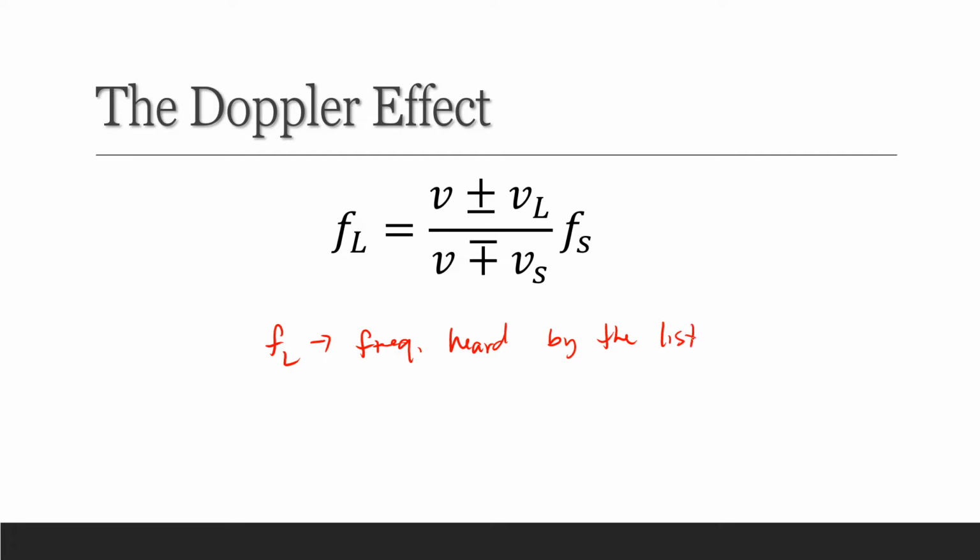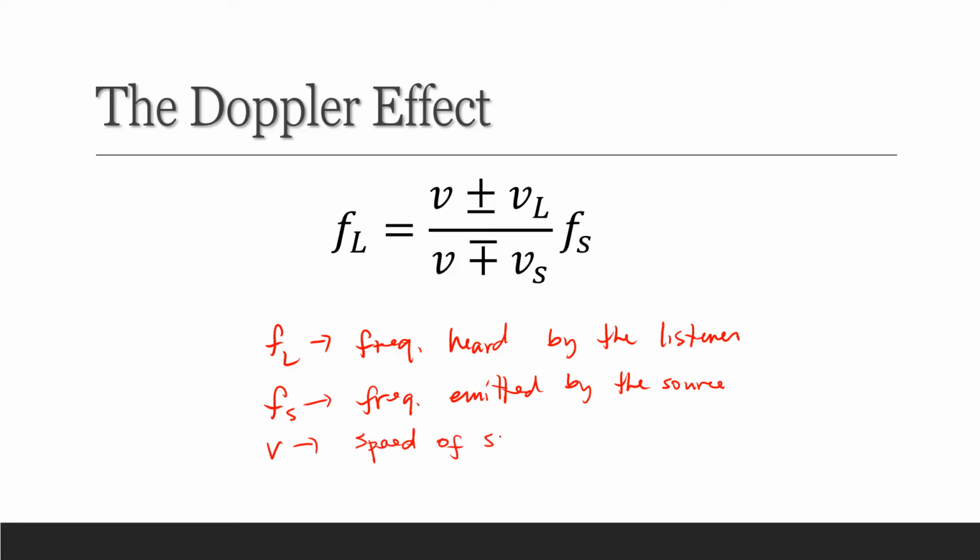where FL is the frequency heard by the listener, Fs is the frequency emitted by the source, and V, take note, is the speed of sound. So this is around 340 to 350 meters per second. That's the speed of sound.